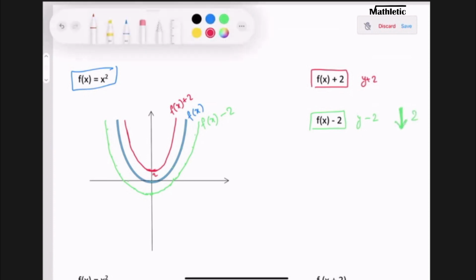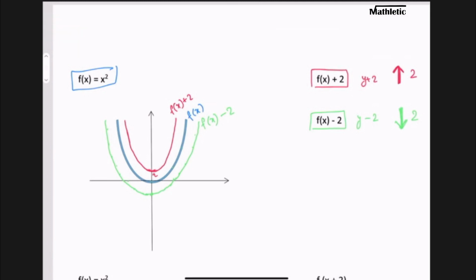And when you are adding something, the curve will shift vertically upward. In this case, it's a shifting of 2 units. So in this example, we are transforming the y coordinates. That's why there is a shift of the position of the curve in a vertical direction. For positive, it's upward. For negative, it's downward.